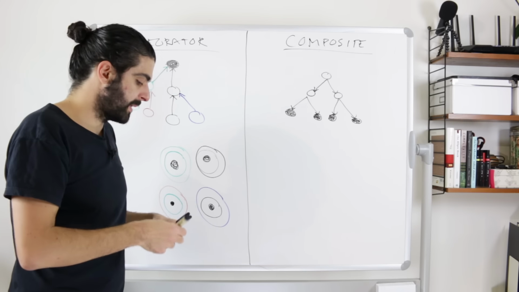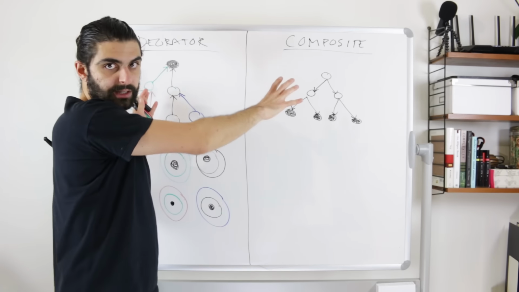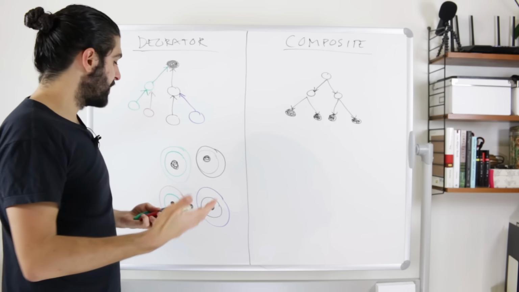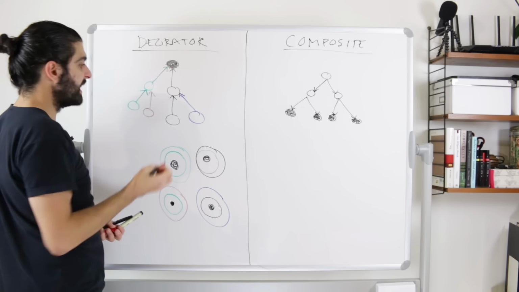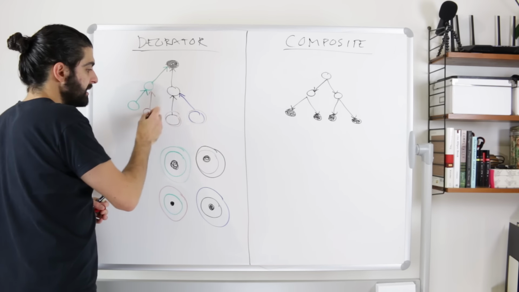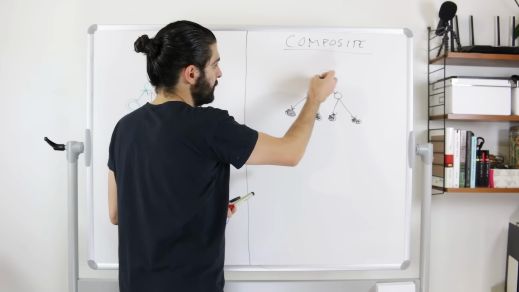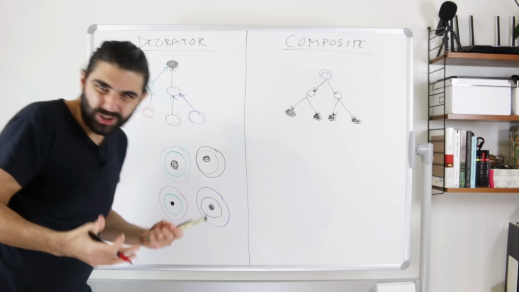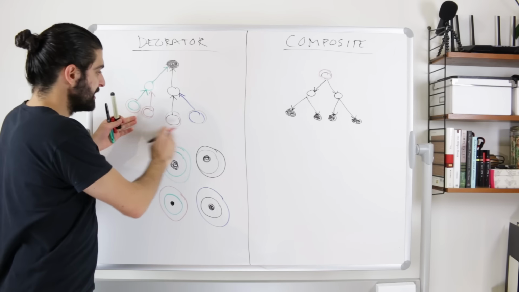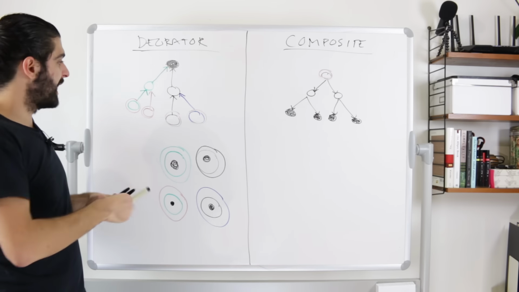Because think about it this way. In your code, when you've constructed this structure, when you've constructed this object structure, which object do you have a reference to? Well, in the decorator pattern, since you're decorating, you would have a reference to one of these. And in the composite pattern, you would have a reference to this node. So actually, in some sense, this is the top of this tree as well. So I'm kind of cheating.